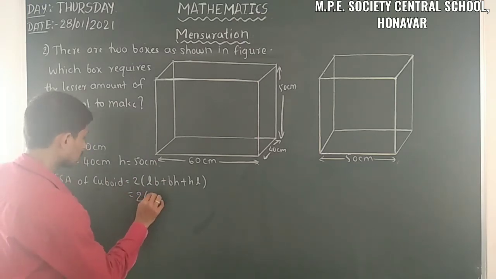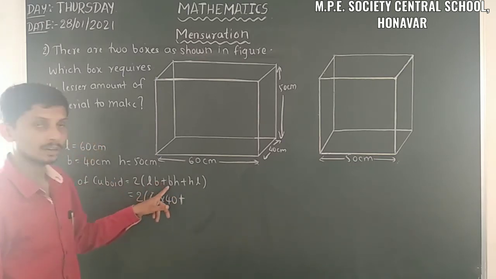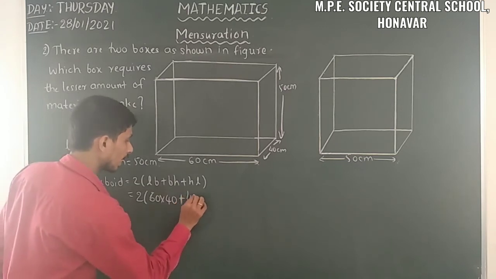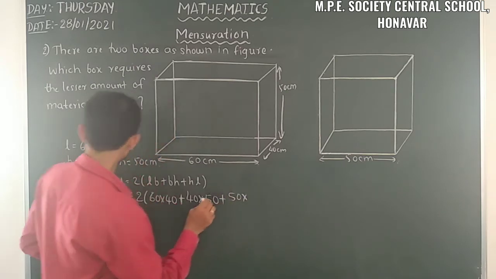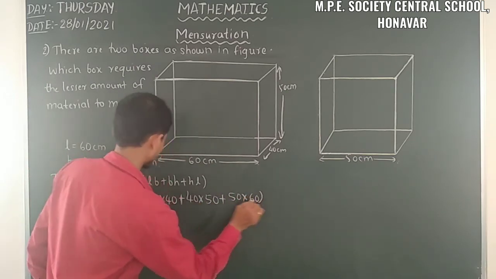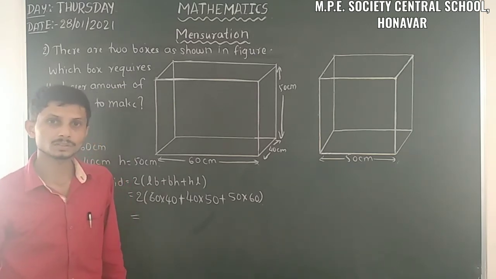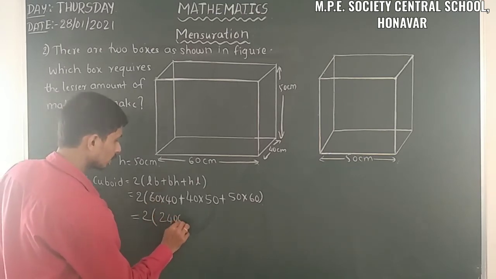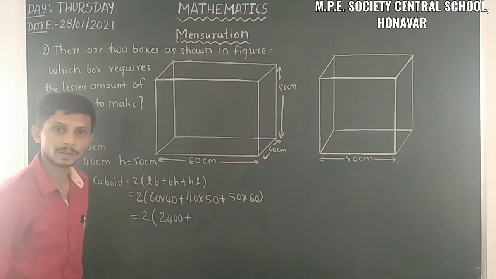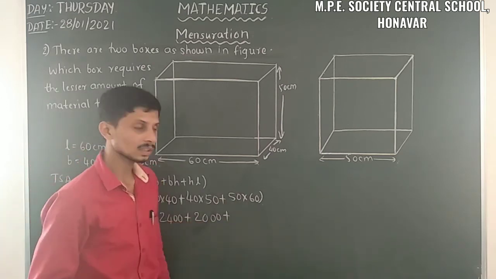Here, 2 into (60 into 40 plus, substituting B and H, 40 into 50, plus 50 into 60). Already I told you to try to take the simplest way possible, or you can also take it directly. 60 into 40 is 2400, plus 40 into 50: 5 into 4 is 20, and 2 zeros, 2000, plus 50 into 60, 3000.